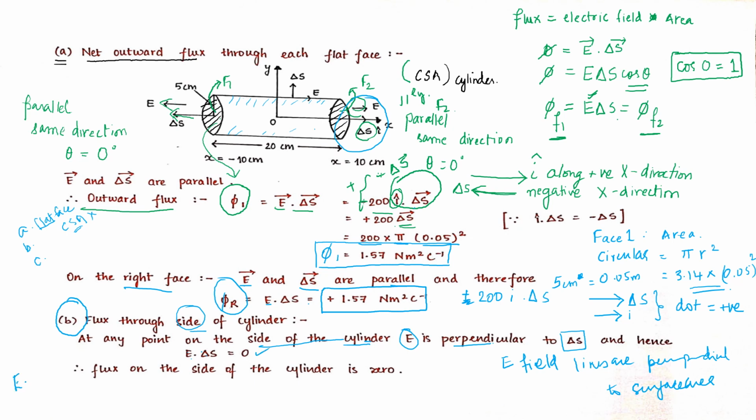How? E dot delta S, removing the dot, becomes E delta S cos theta. As these are perpendicular to each other, what is the value of theta? It is 90 degrees. So it becomes E delta S cos 90 degrees. Now what is the value of cos 90 degrees? It is 0. Anything multiplied by 0 gives 0. So the flux on the side of the cylinder will be 0.